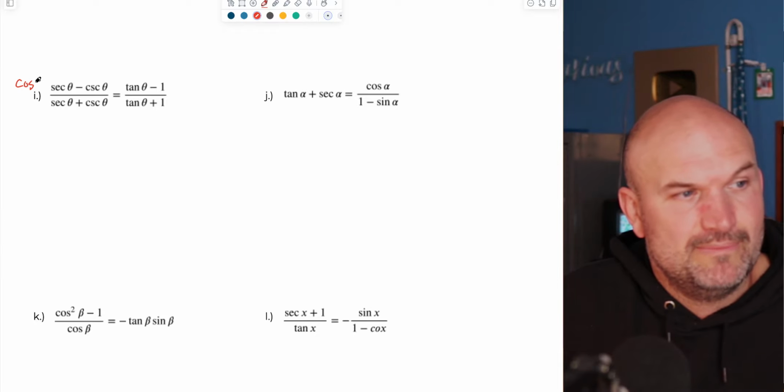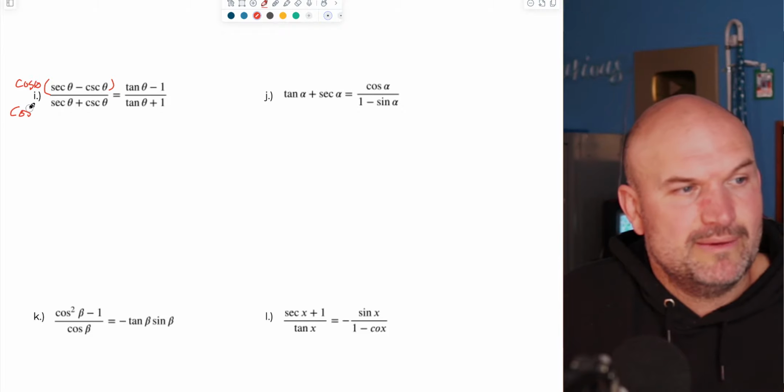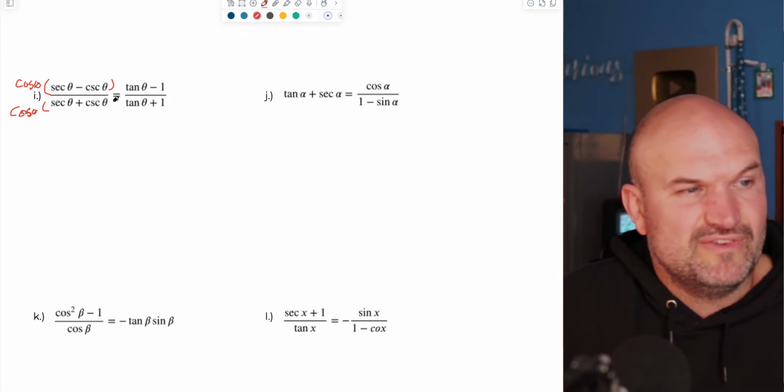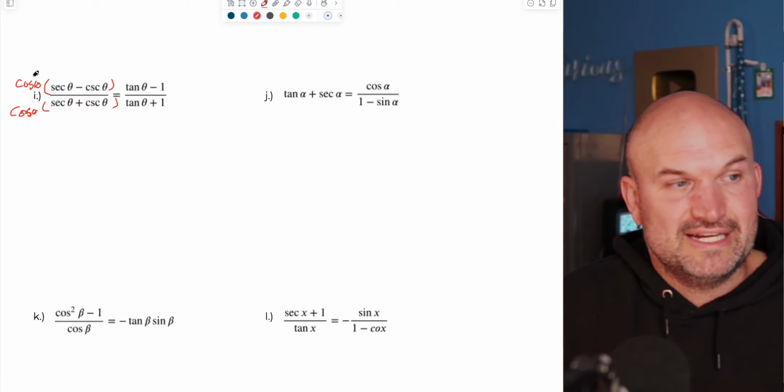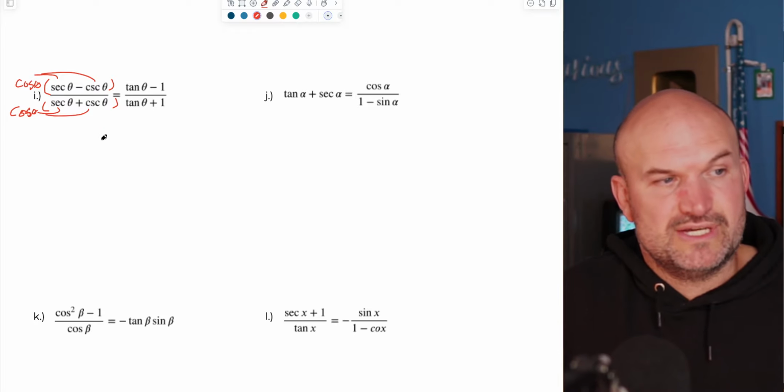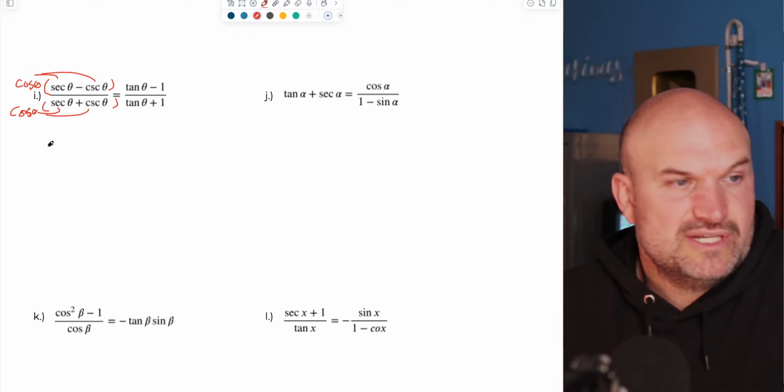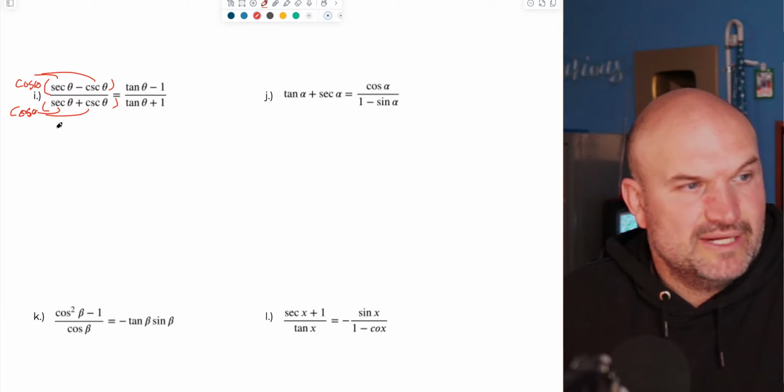So if I multiply by cosine of theta, I'm just going to try something. That's going to at least simplify these. I know I don't want terms in terms of secant and cosecant. I need to get rid of them. So let's go ahead and multiply everything by cosine. I don't know why. It could be cosine or sine. Doesn't really matter. So in this case, I'm going to get a 1.